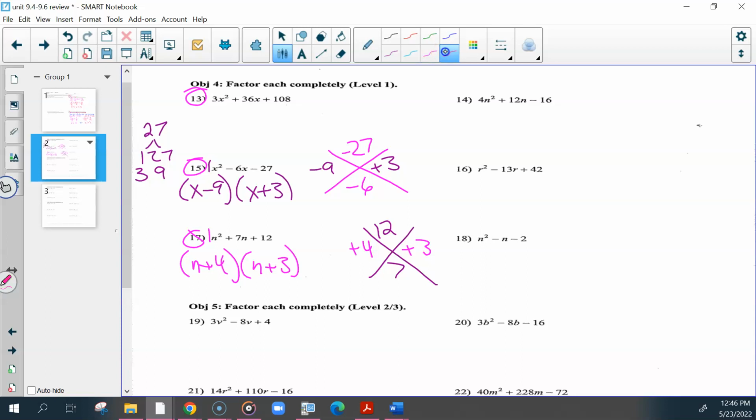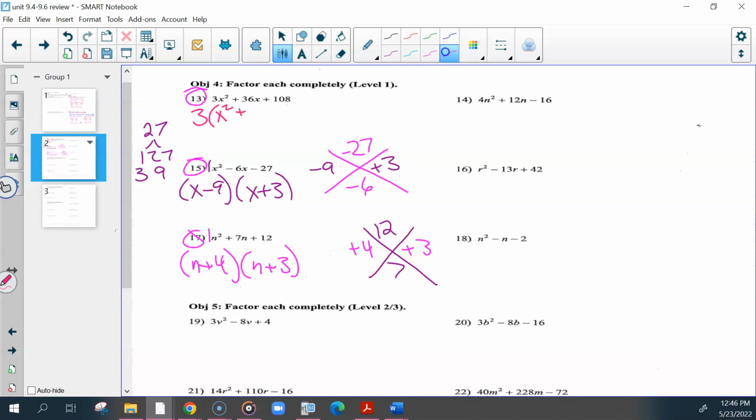For 13, this one has a number that is not 1 in front of x squared. So it could be a trinomial where a does not equal 1. But first, let's see, does this have a GCF? Something I can divide out of each of these. 3. So if I divide 3 out of each of these, what's left? 1 x squared.